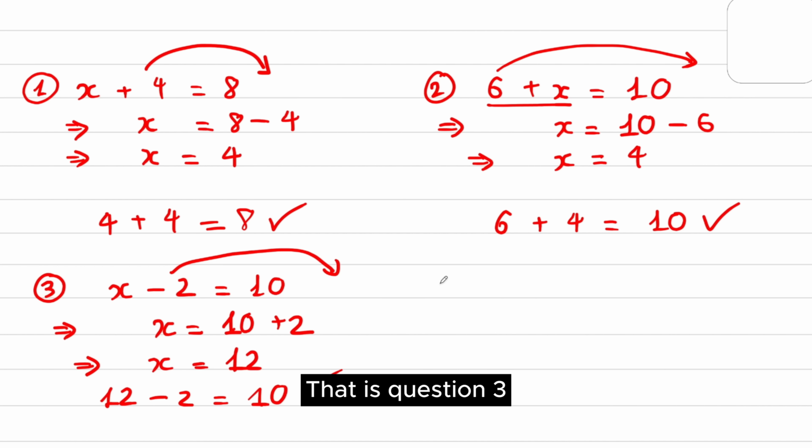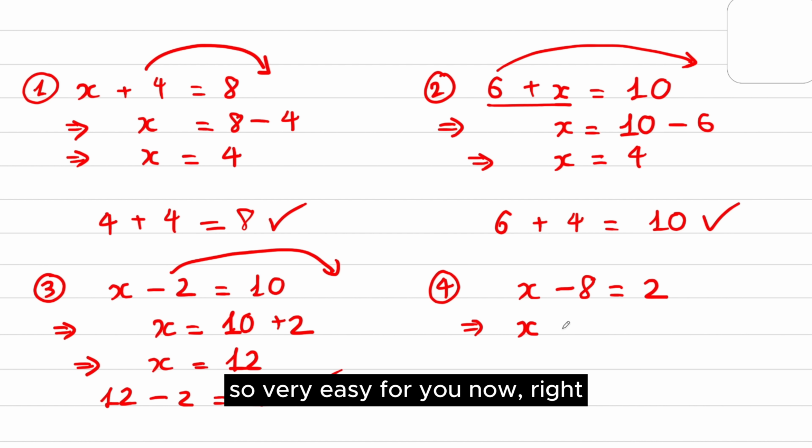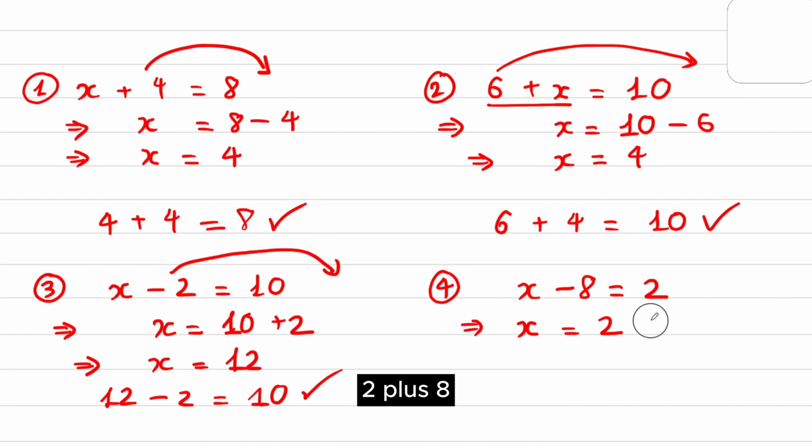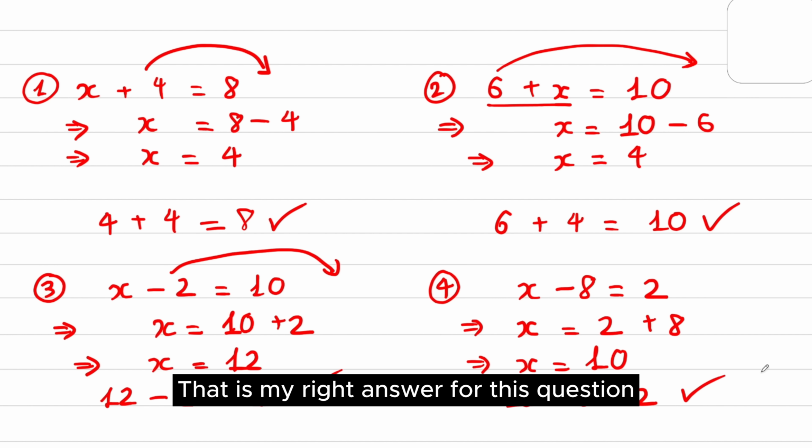That is question 3, and this is question 4. One more time, you have 8 here and 2 here. Very easy for you now, right? It is 2 plus 8, not 2 minus 8. It has to be plus 8. So 2 plus 8, you get 10. Let me check it: 10 minus 8 equals 2. Yeah, that is the right answer for this question.